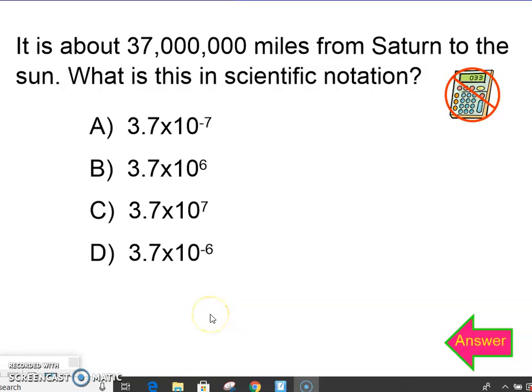Let's review what you learned in math class last week. Number 1, it is about 37 million miles from Saturn to the Sun. What is that in scientific notation?